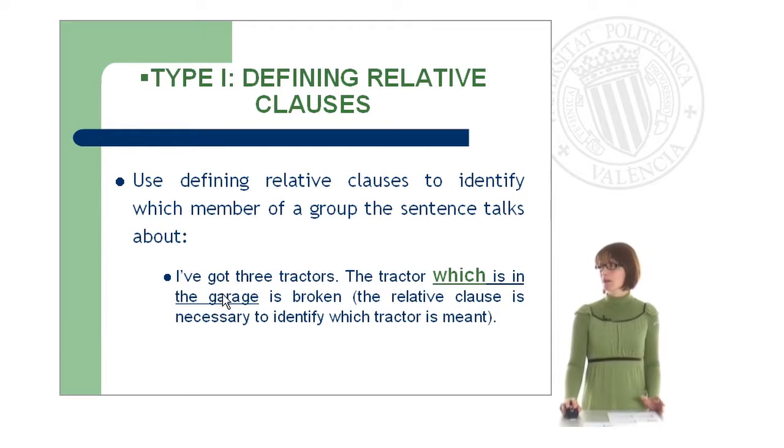Imagine that I've got 3 tractors, okay? And I have the following sentence. The tractor which is in the garage is broken. The relative clause here is necessary to identify which tractor I'm talking about. Remember that I have 3 tractors, but only the tractor which is in the garage is broken. The other 2 tractors are in very good condition.